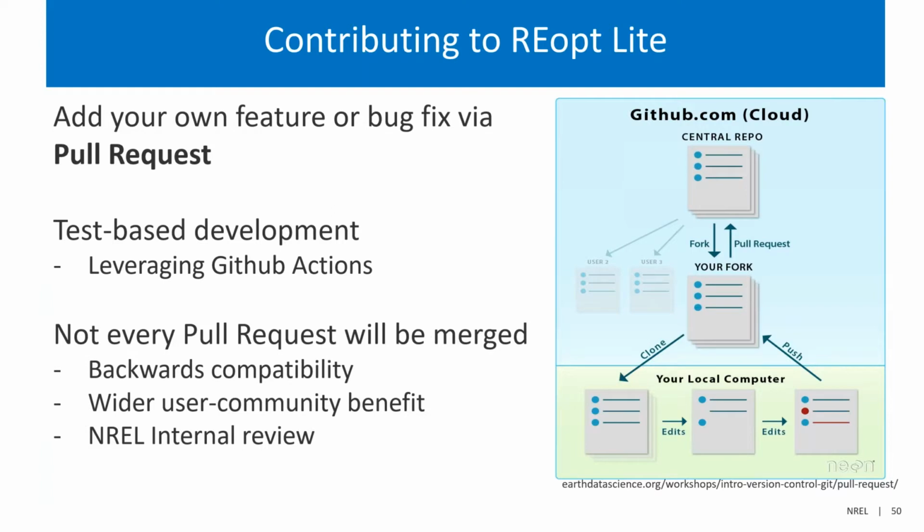It's also important to note that not every pull request will be merged. There are a few requirements that have to be met besides just passing the test, right? We try to preserve backwards compatibility, especially as more tools get built on top of the API. That's really important to make sure everything works as expected before you created your change in the code. What you submit as a pull request should also have wider user community benefit, and every pull request will go under an NREL internal review process.